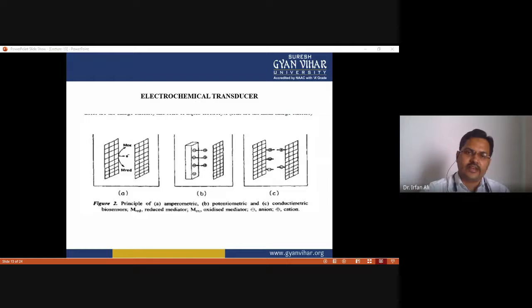So that's why electrode and solid or liquid electrolyte. So this transducer can be used for the detection of glucose.